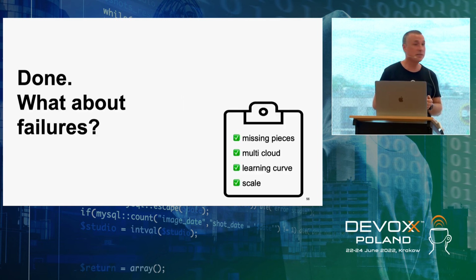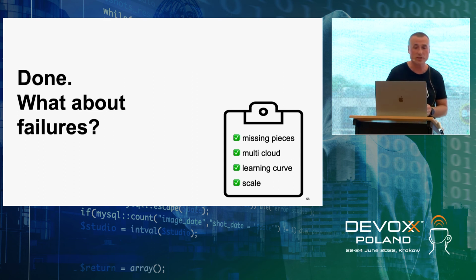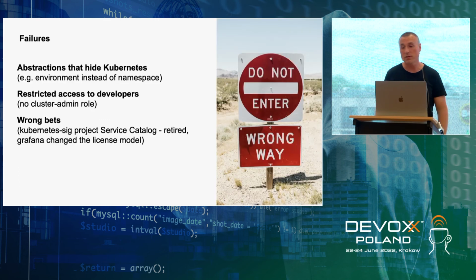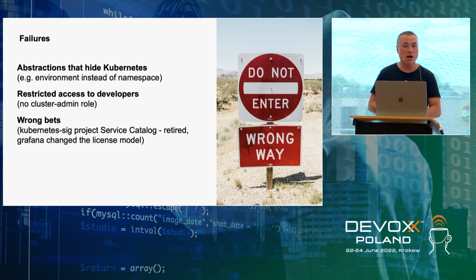That's it. It's done. So we solved all the challenges I mentioned at the beginning. Now maybe some failures. So not everything went so smooth. A couple of things I wanted to share with you so that you do not make the same mistakes. We tried at the beginning to hide Kubernetes.